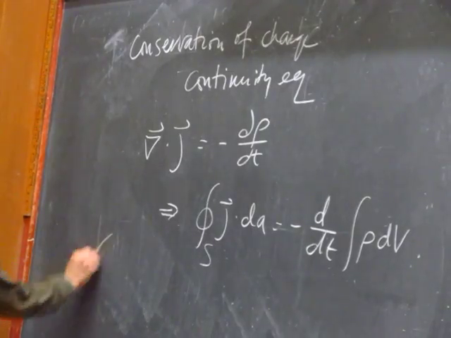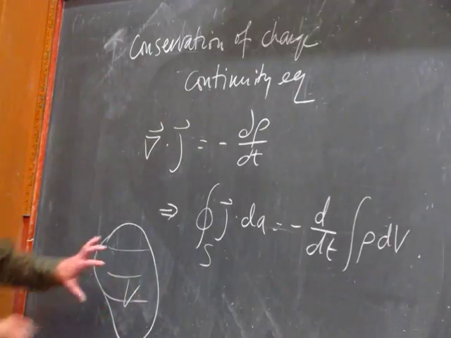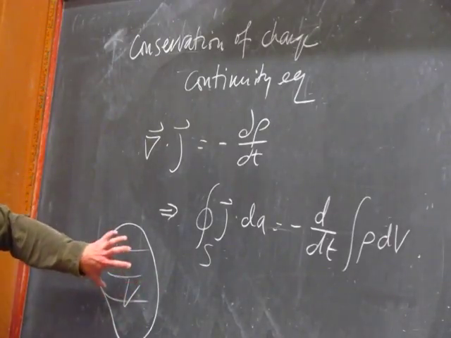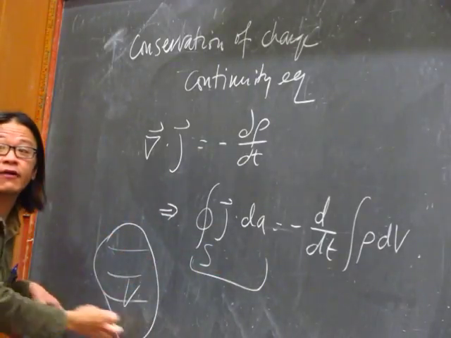If I have a volume, the rate of change of the charge inside this volume has to be equal to the flux of current coming out.